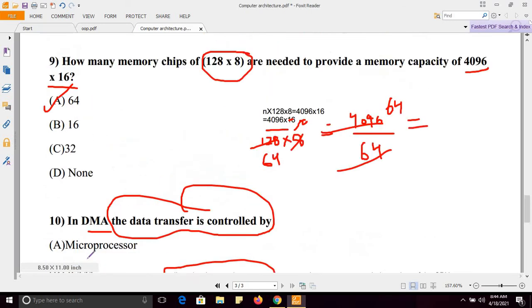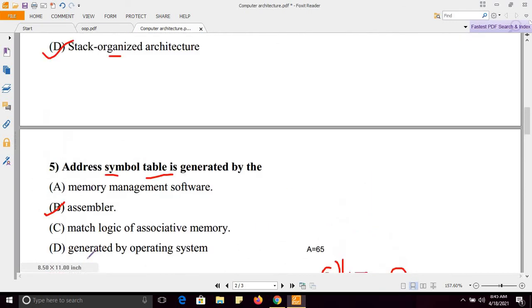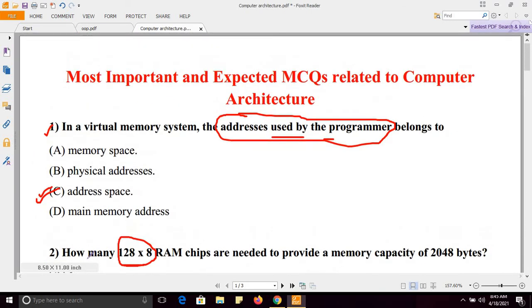So these 10 questions are very important. You will get more questions in the second part in the coming lectures.